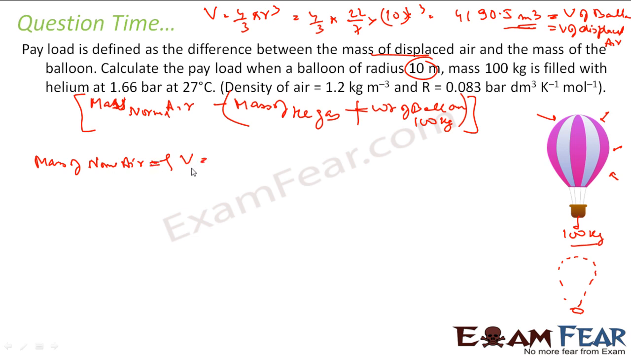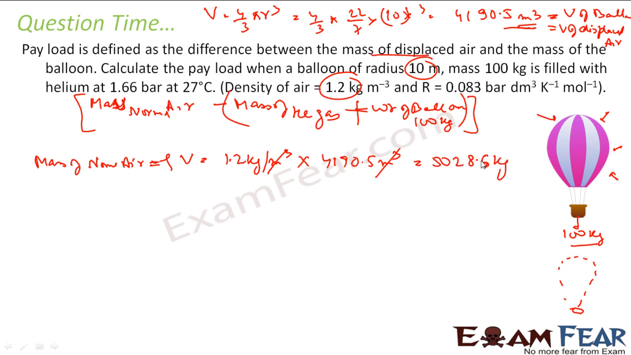What is the density of normal air? It is 1.2 kg per meter cube. So with this I have to give volume in meter cube. Volume in meter cube is 4190.5 meter cube. Meter cube cancels. What you get is 5028.6 kg. That's why we wrote dimensions.